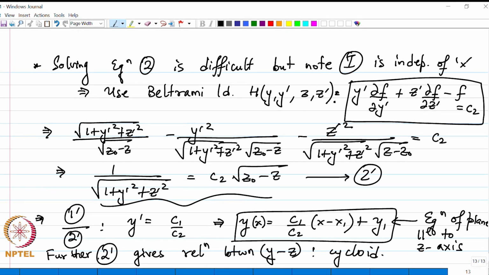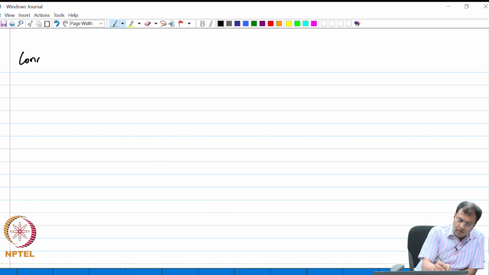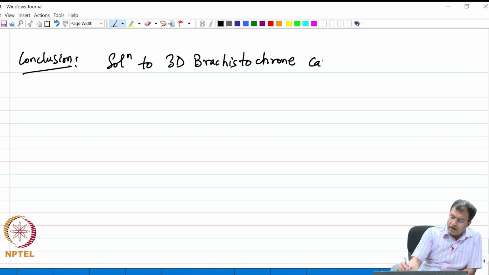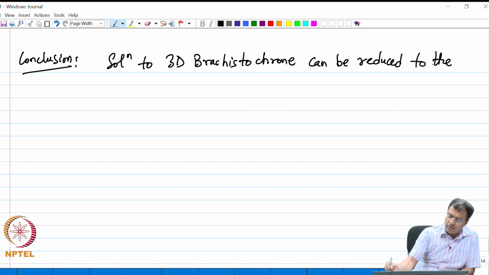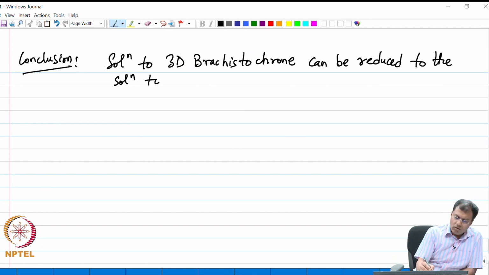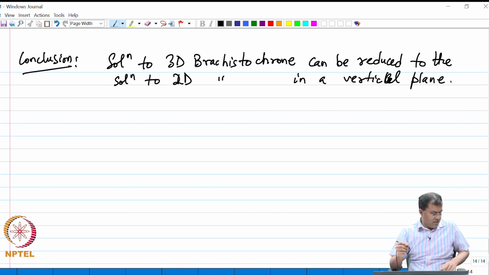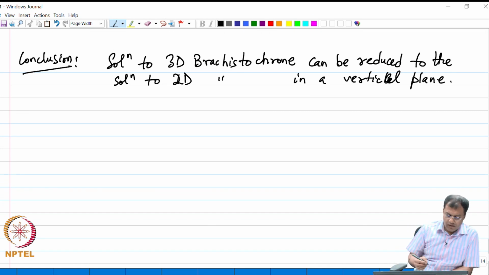And so the following conclusion can be drawn: the solution to the 3D brachistochrone can be reduced to the solution to the 2D brachistochrone in a vertical plane, or a plane parallel to the z axis. Okay. So, that is what we have.